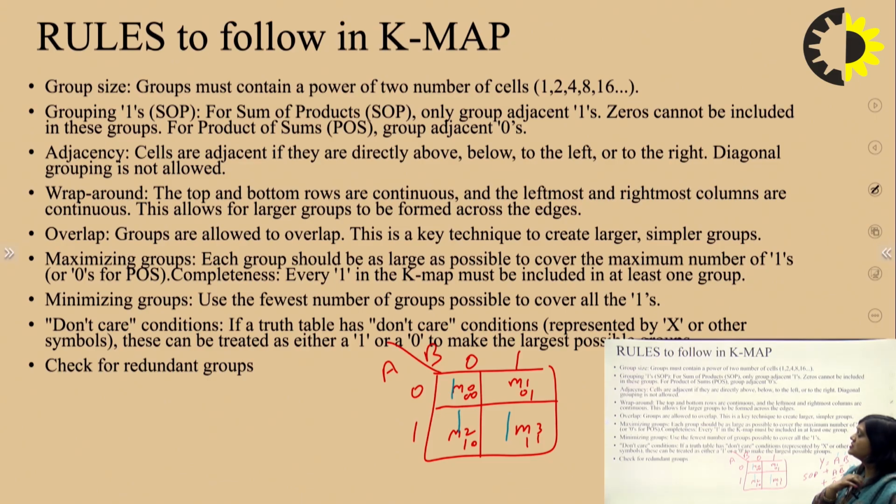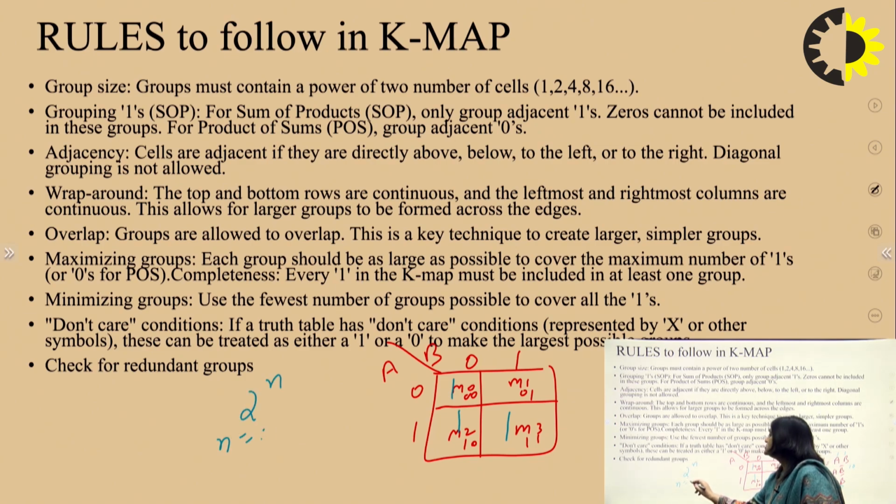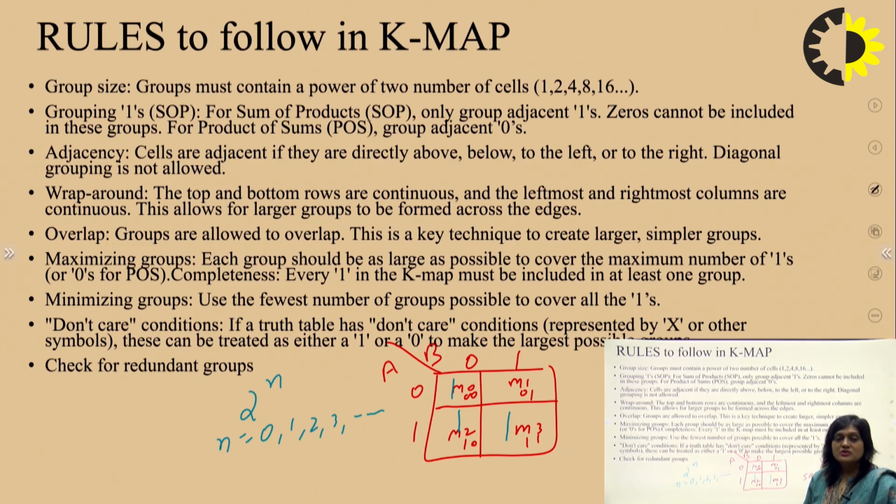Now we will make the groups. For making the groups, we have to follow rule number 1, that the group size must be 2 to the power of n, where n is equal to 0, 1, 2, 3, 4 and so on. Like if we put the value of n as 0, then 2 to the power 0 is equal to 1. So group size may include a single one.